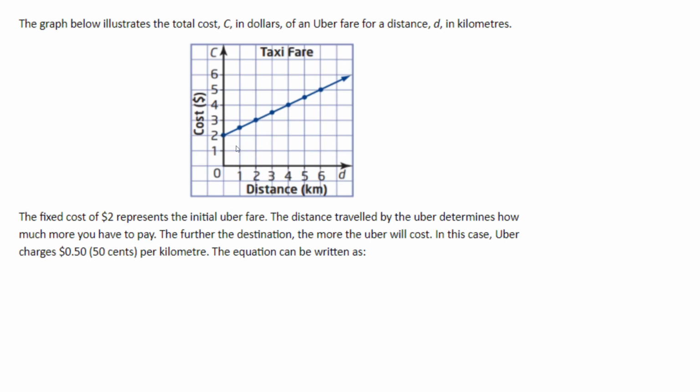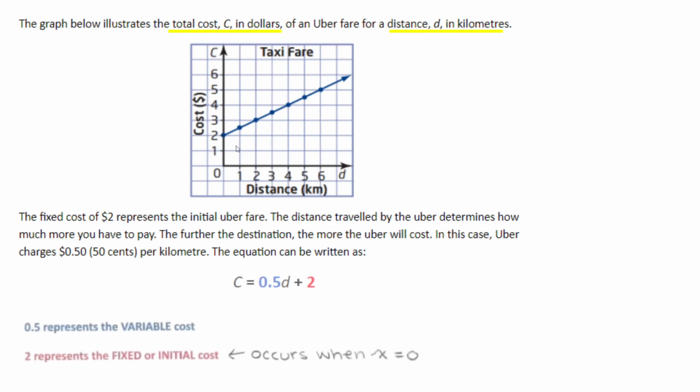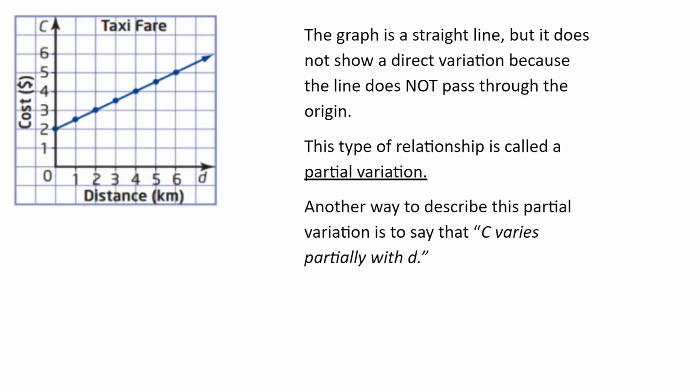The equation is written as C equals 0.5D plus 2, where 0.5 represents the variable cost and 2 represents the fixed or initial cost, or the cost when x equals 0. Now notice that the graph is a straight line, but it does not show a direct variation because the line does not pass through the origin over here. This type of relationship, one that is a straight line that does not pass through the origin, is called a partial variation. Another way to describe this partial variation is to say that C varies partially with D.